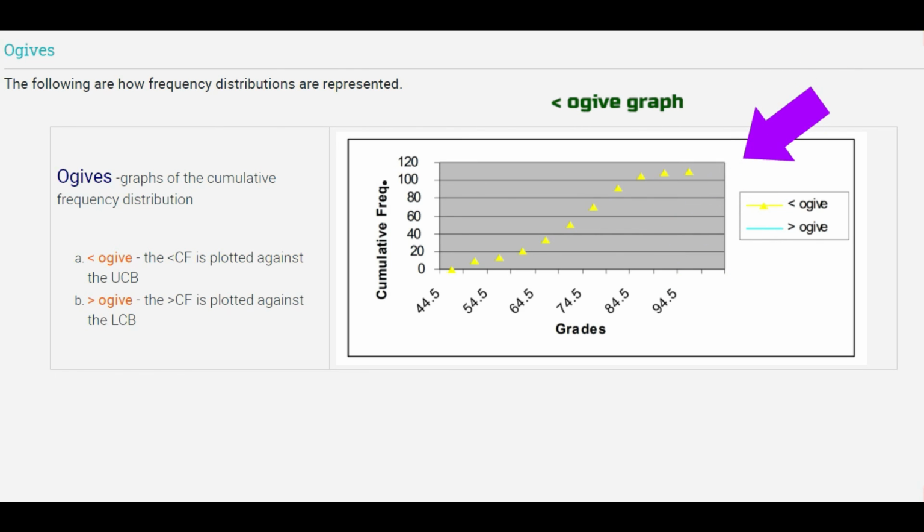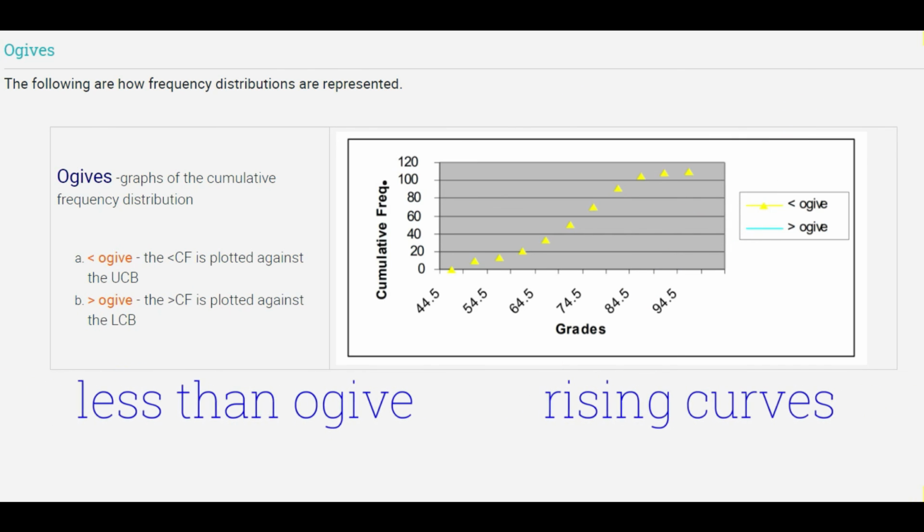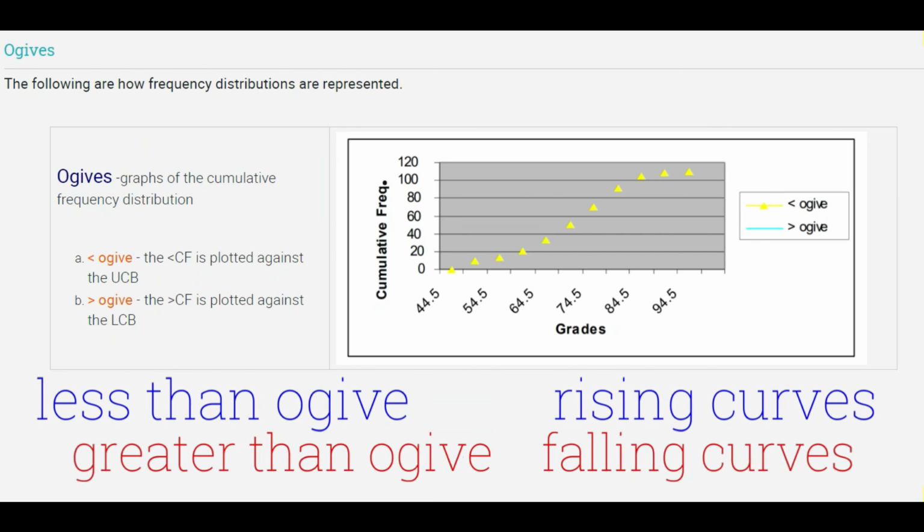This graph here shows the less than ogive graph of our given dataset. Generally, less than ogives are represented by rising curves, while greater than ogives are falling curves.